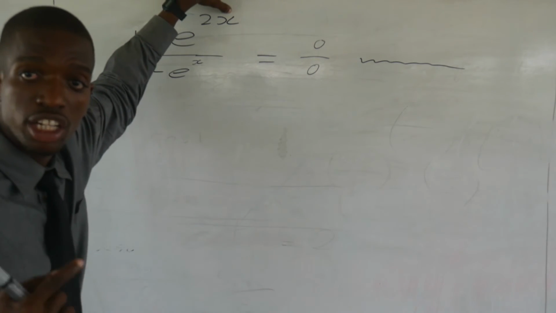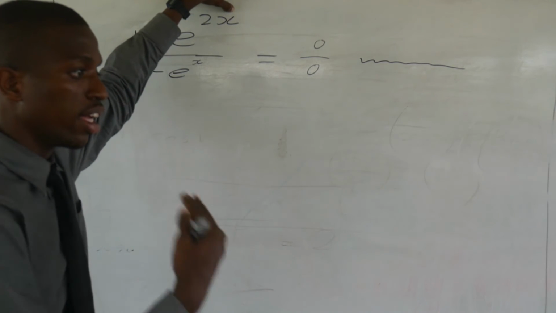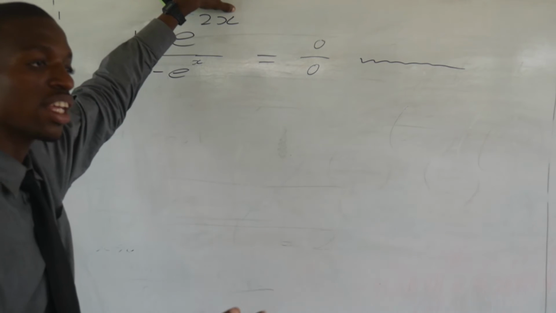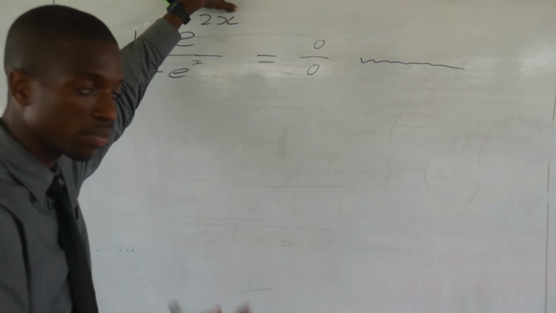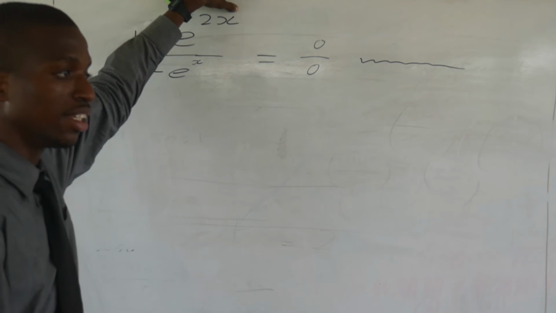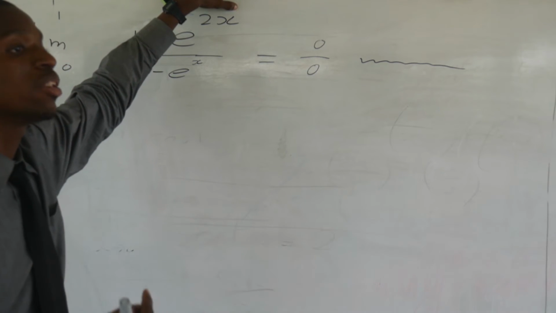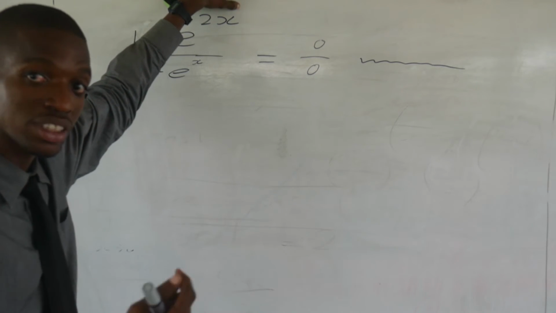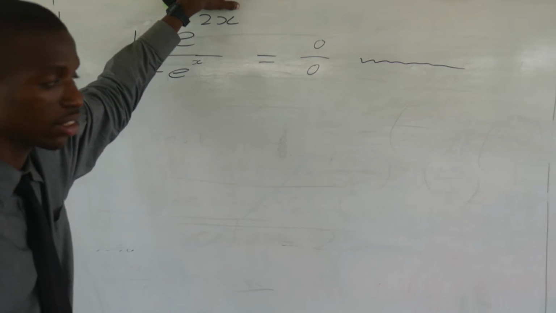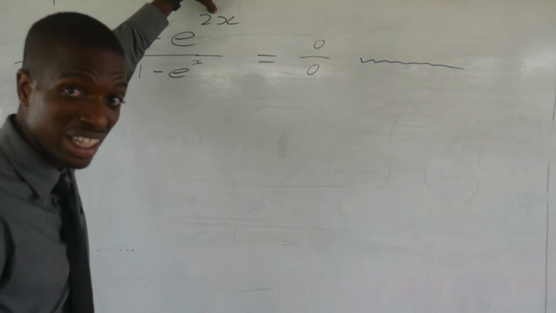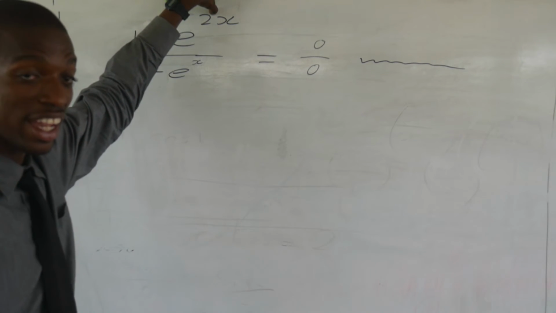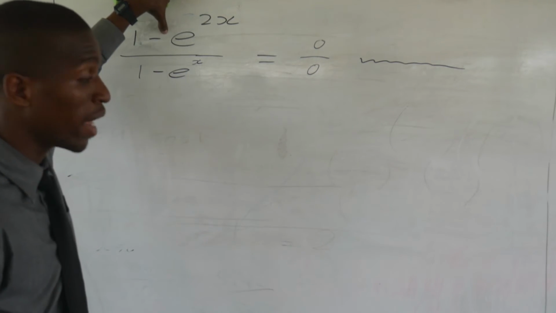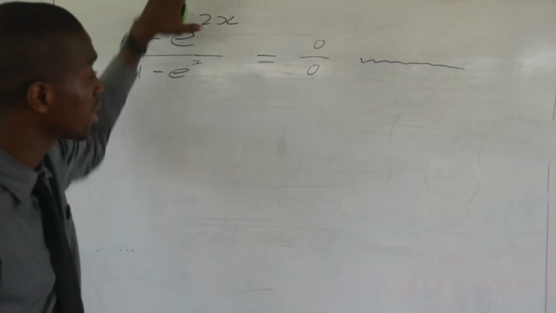Why? Because from the laws of indices, a to the b multiplied by a to the c is a to the b plus c. So e to the x multiplied by e to the x would be e to the x plus x, or e to the 2x. So e to the 2x is e to the x squared. So we have 1 squared minus e to the x squared. That's what this actually is.